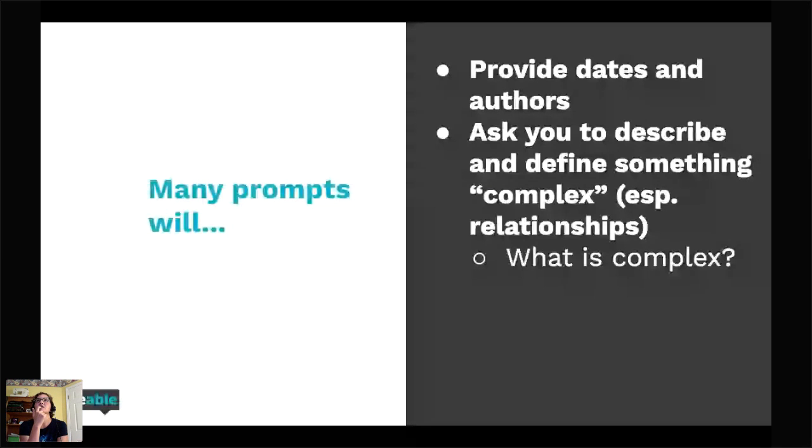Usually, for the last several years, it's been saying things like, describe the complex relationship between these people, or these two things, or in this particular poem, the relationship between people and plants. There's that theme again, man versus nature. So those are different things. A lot of times it'll ask you to define something complex.